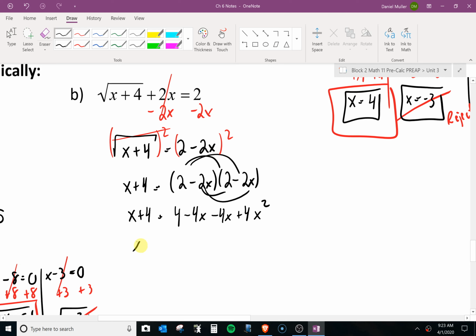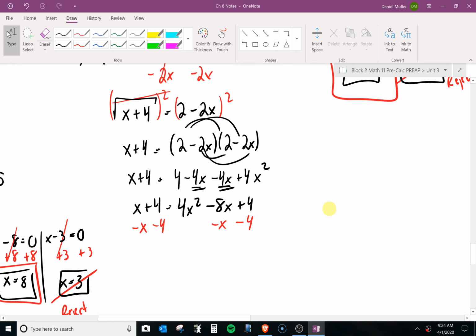Well, I don't like the way that's written. It's not in descending order, so I'm going to put the 4x squared first. Negative 4x and negative 4x are like terms, so we can get a negative 8x. And there's a positive 4 here, so I'll put a positive 4 here. And notice that this is an x squared equation, so chances are we need to bring everything to one side. So we'll move over the x and move over the 4, and we're going to subtract both of them. So we've got 0 is equal to 4x squared minus 9x, and 4 minus 4 is actually going to be 0.